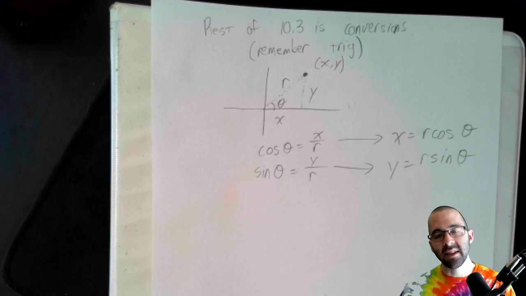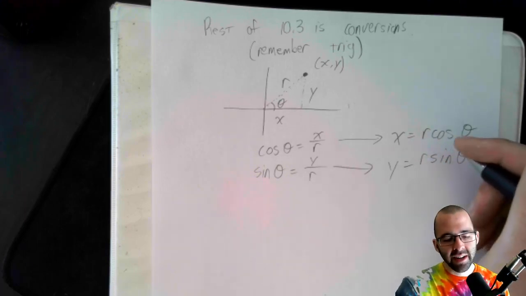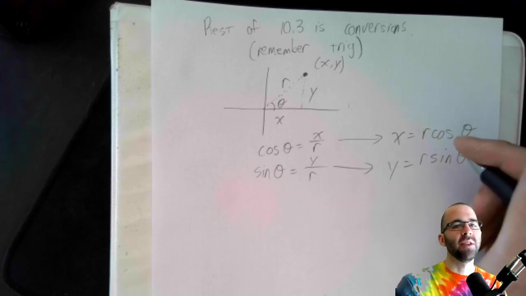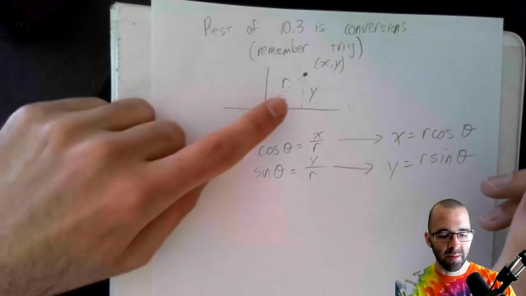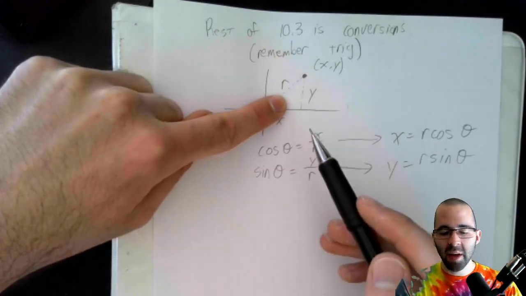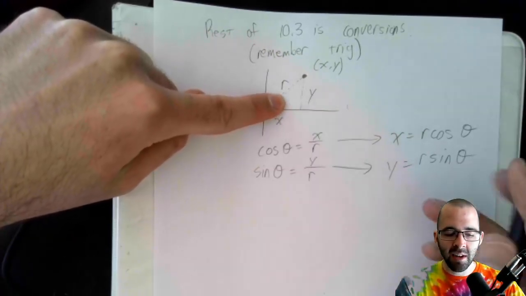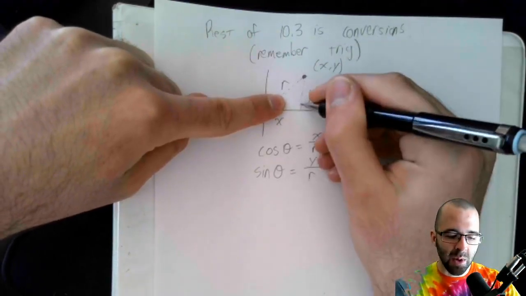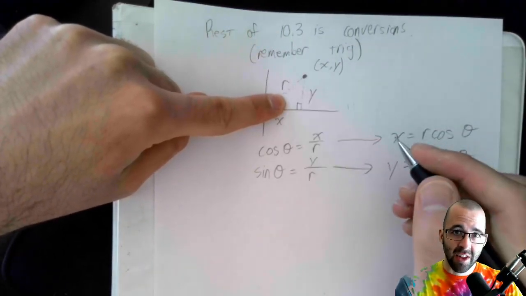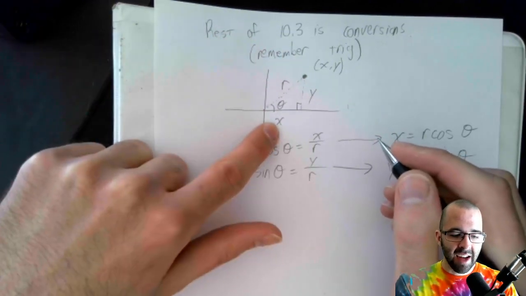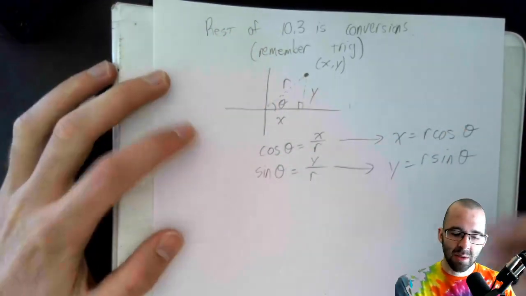And these are technically all you really need. But there's a third one that can save you a little bit of time sometimes. If we don't want to think about thetas and we want to relate x, y, and r, there's a really nice equation that we know called the Pythagorean theorem. X squared plus y squared is equal to hypotenuse squared.